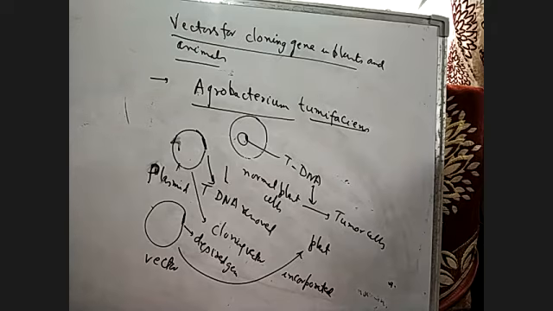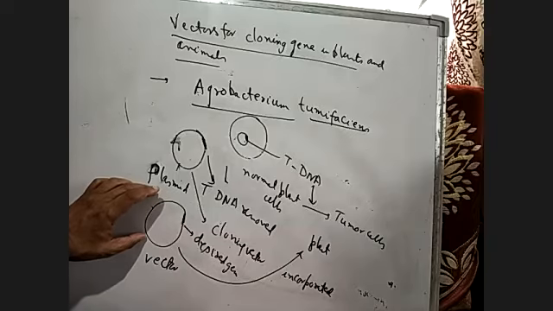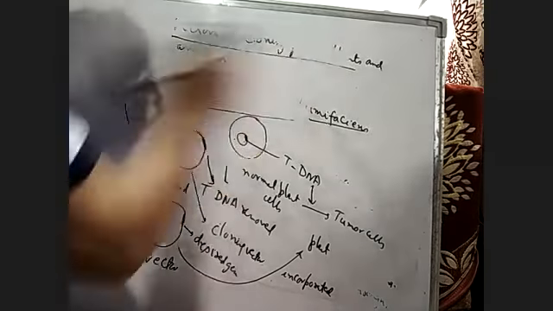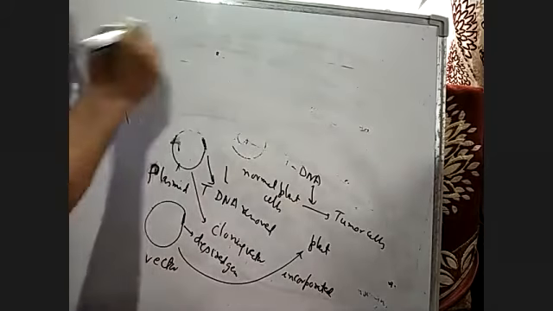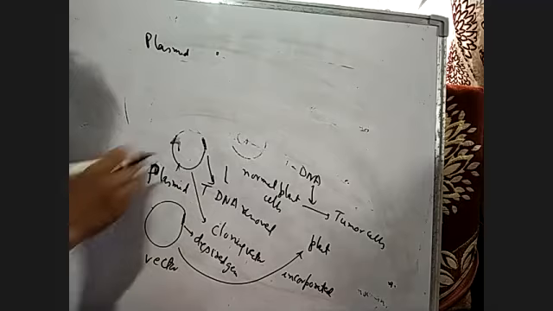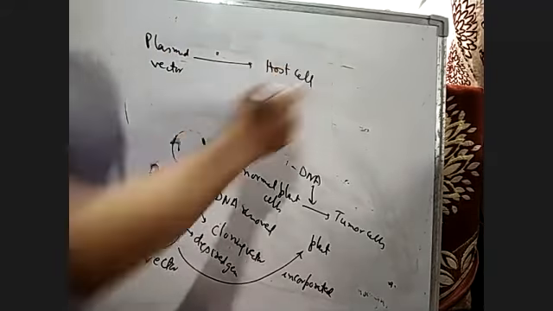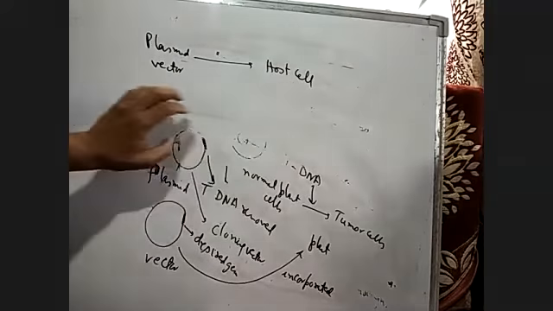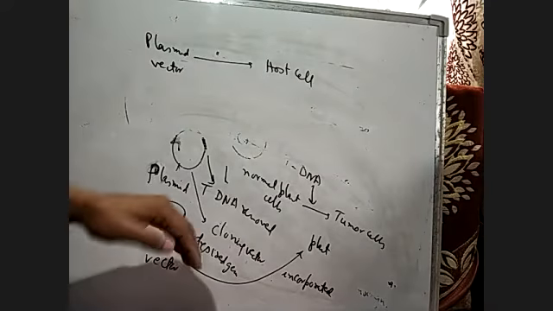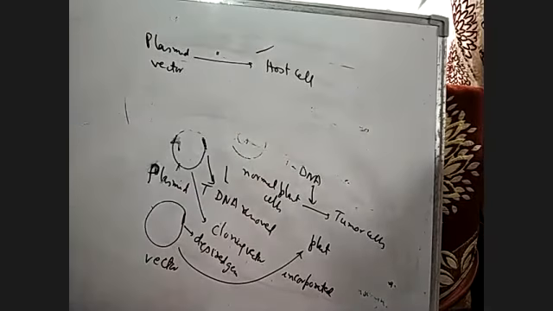Then after that we go to the competent host. That is, we will take this vector and introduce it into the host. Here I'm trying to say that we take the plasmid vector and introduce it into the host cell. And in the host, the desired gene which is there in the plasmid will replicate, will multiply. So the host should be competent so that inside the host, the desired gene can replicate.